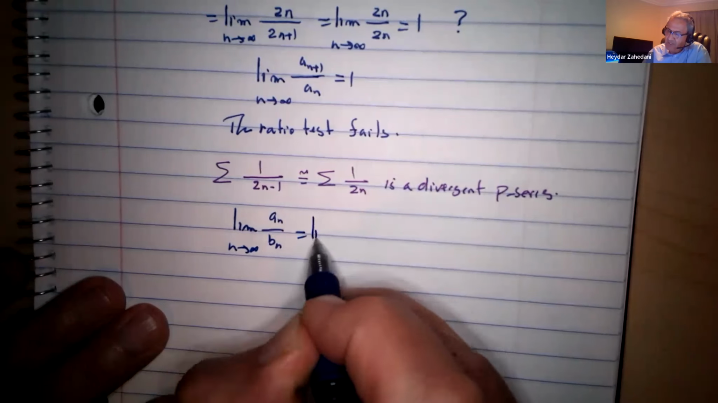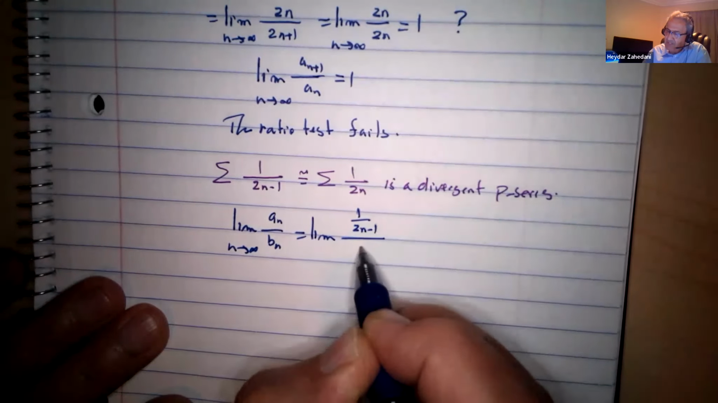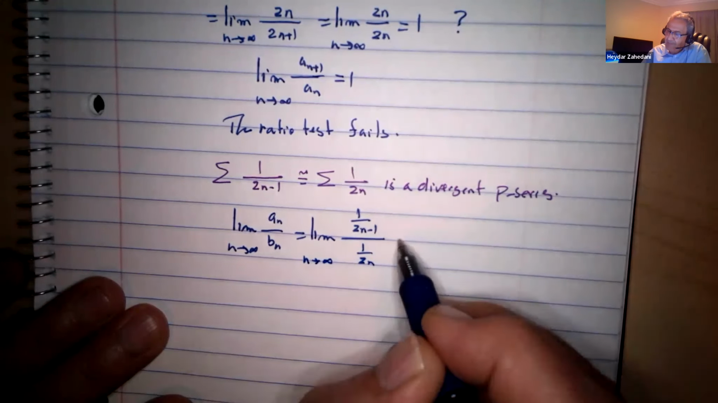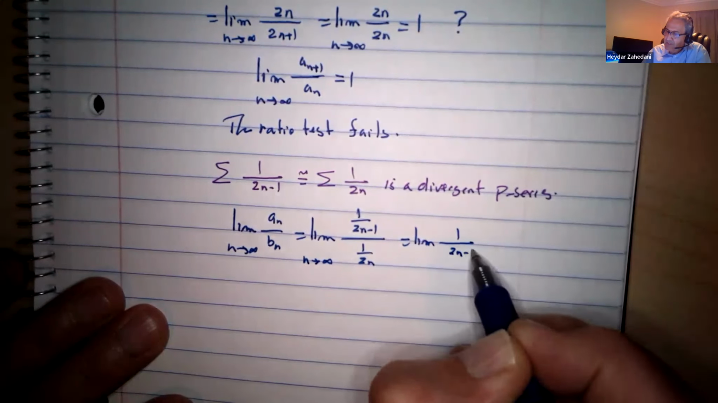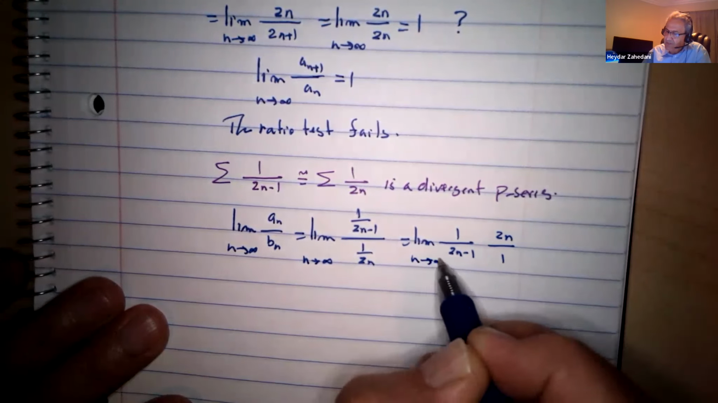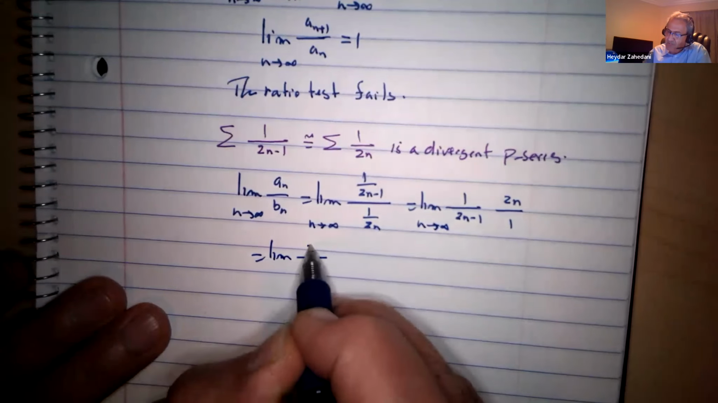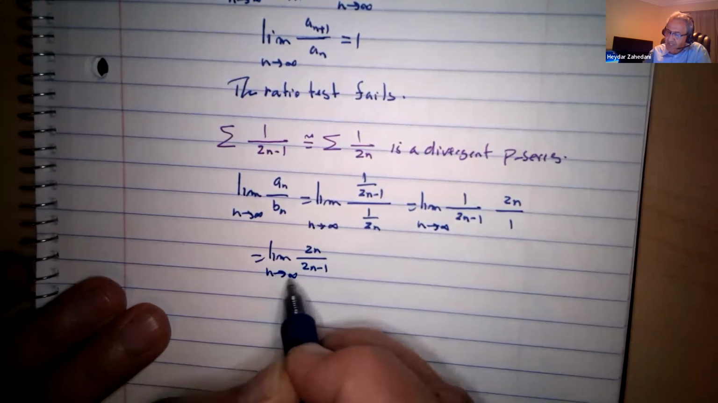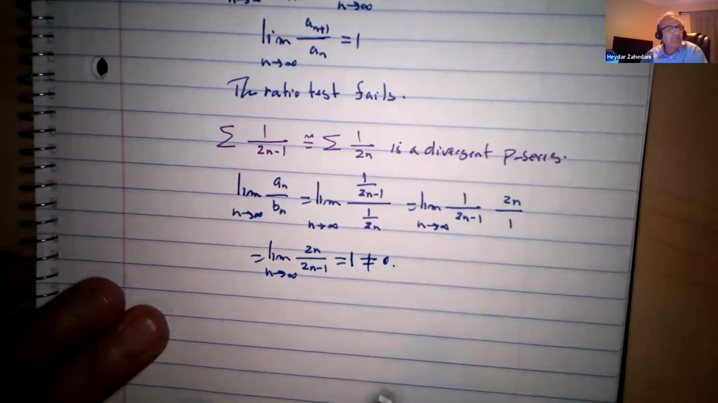So we check this limit. It's going to be the limit of 1/(2n minus 1) over 1/(2n), as n goes to infinity, which is the same as writing the first one multiplying by the reciprocal of the bottom one. So that gives you the limit of 2n on the top, 2n minus 1 on the bottom, as n goes to infinity. That gives you 1. But 1 is not equal to 0.